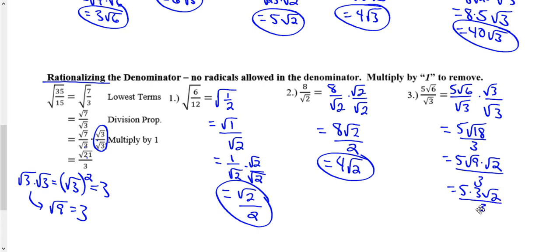I could do 5 times 3, but does something cancel here? Yeah. What cancels? The 3. So what am I left with? 5 times the square root of 2. Yeah, you've been doing a good job.